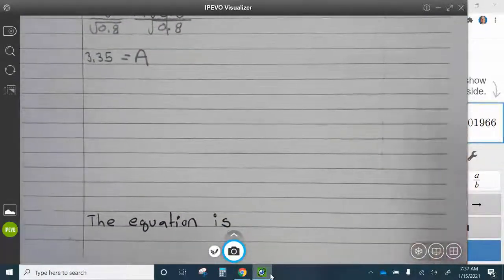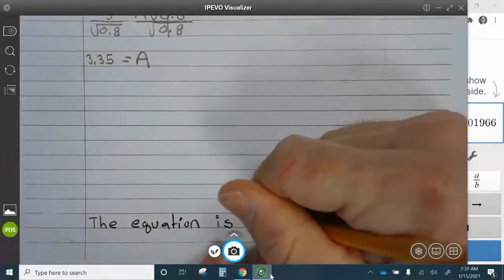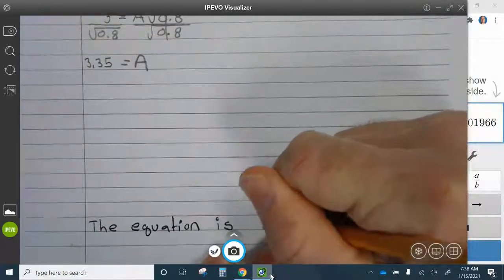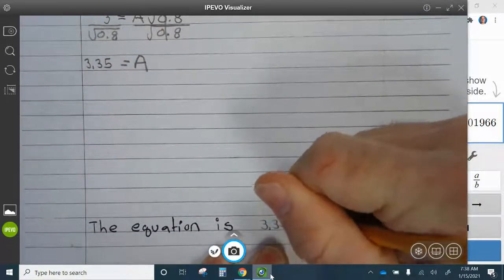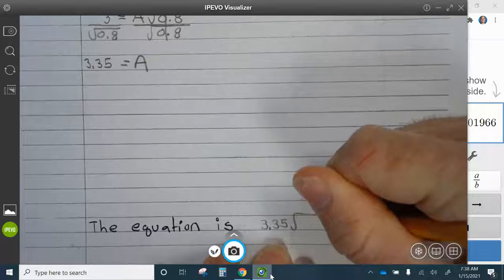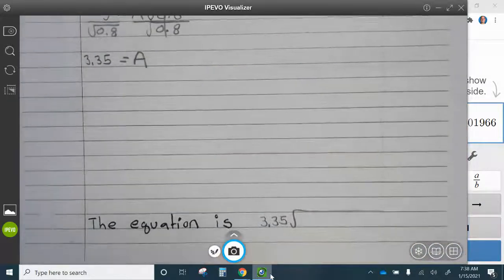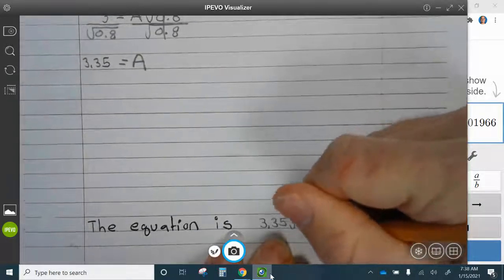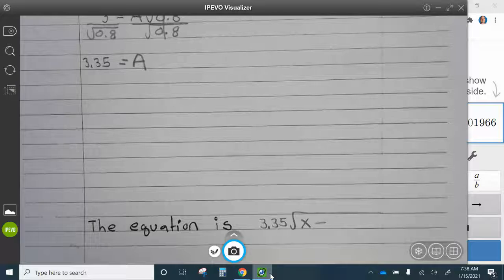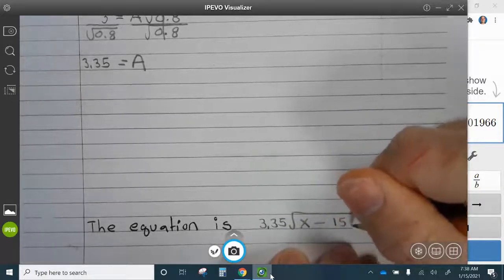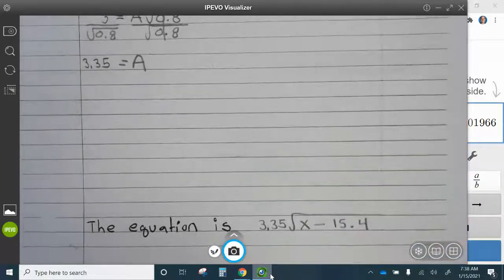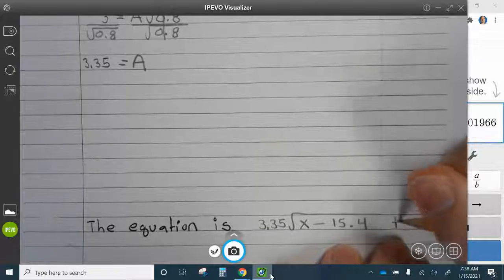So the equation is 3.35 times the square root of x minus the h value, which is 15.4, and then plus 12.